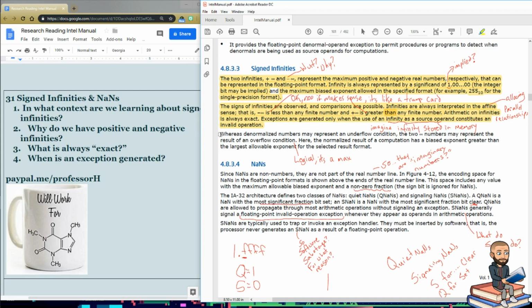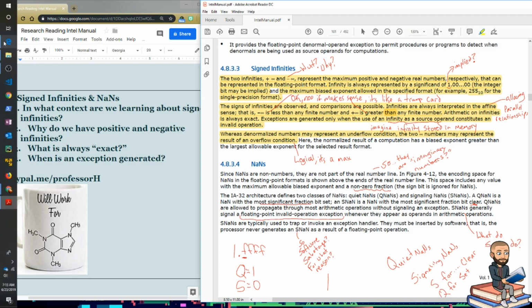Well, they go on to say that whereas denormalized numbers may represent an underflow condition, the two infinity numbers may represent the result of an overflow condition. So first of all, that part is just very logical. If you have infinity, you have a situation where overflow could be happening. But if we're capping it, then that's a smart idea.